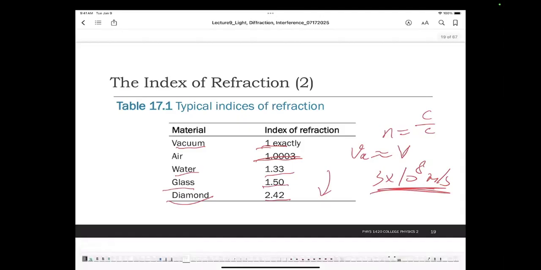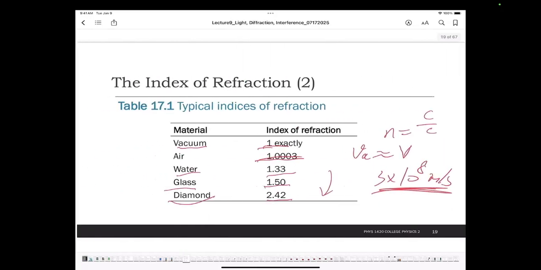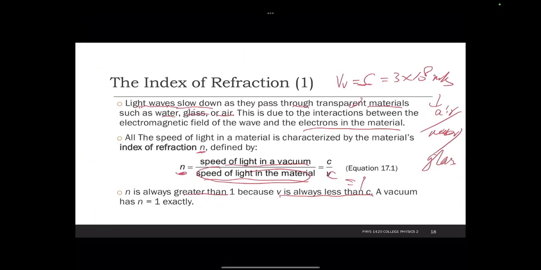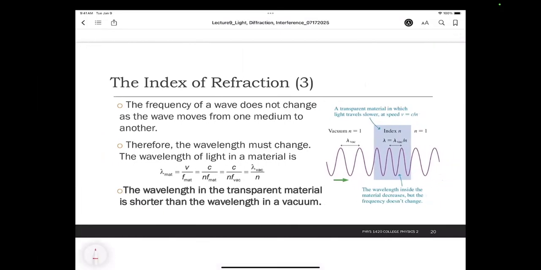Does it make sense to you? This is just by measurement. After measurement, we get these typical indices of refraction. The frequency of a wave does not change as the wave moves from one medium to another. You can see the velocity change when the light waves pass from one material to the other, but the frequency of the wave does not change as the wave moves from one medium to the other.